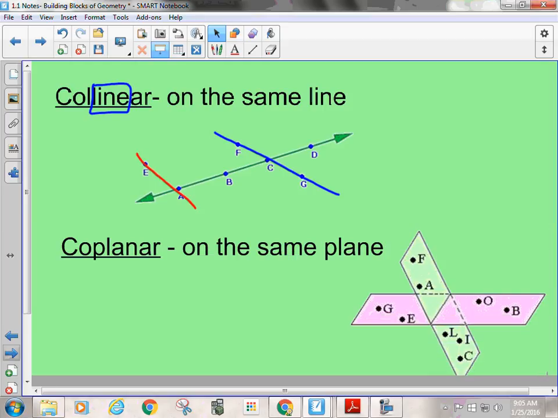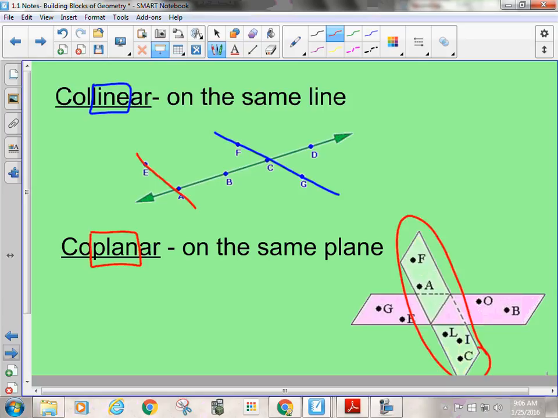We also have what's called coplanar, and that means they're on the same plane. The word plane isn't totally in there, but it's close. So this will help you remember coplanar means on the same plane. So here in this diagram, we have two intersecting planes. E, G, O, and B are coplanar. F, A, L, I, and C are all coplanar.